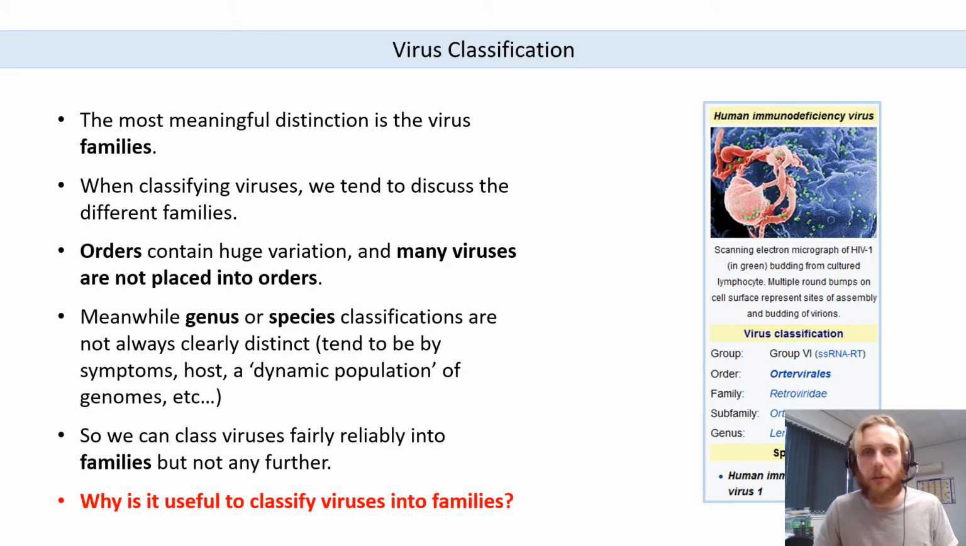HIV-1 and HIV-2, for example, two human immunodeficiency viruses, but they're sufficiently different that we classify them as two separate species. So just bear in mind that this idea of species does start to break down just a little bit when we're thinking about viruses, because they replicate so fast, because they produce so many progeny. So just bear that in mind.